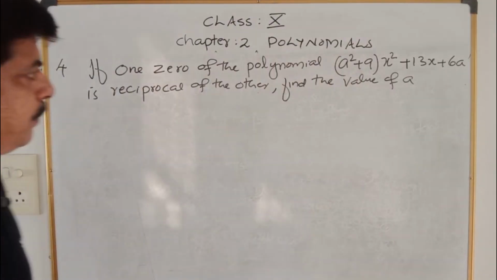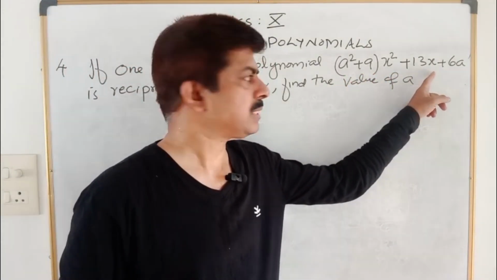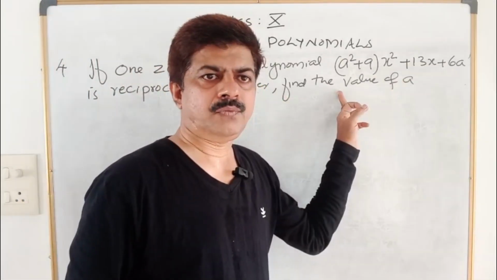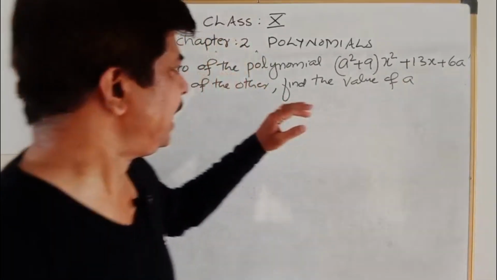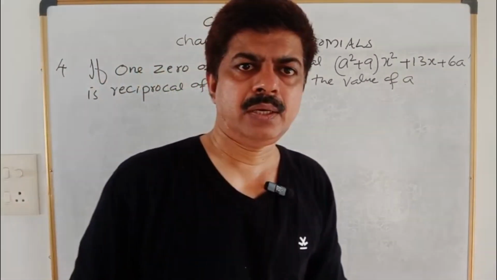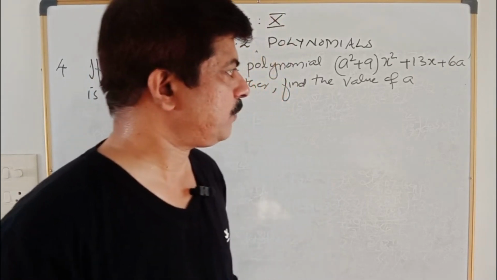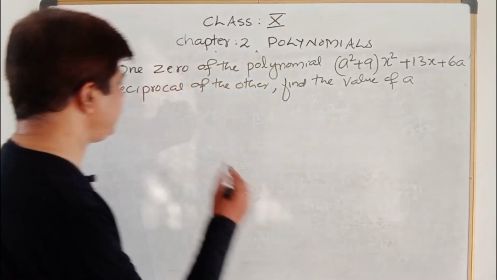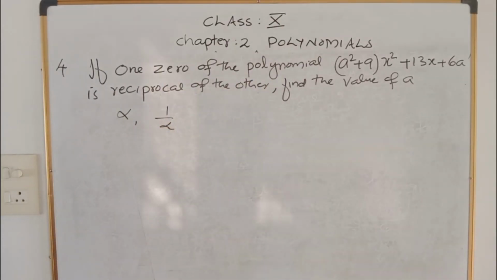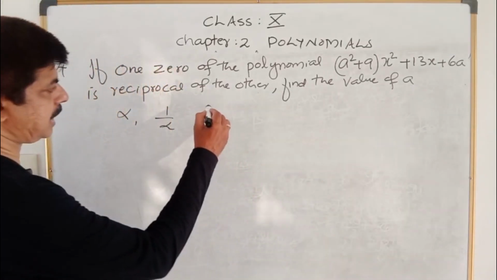Fourth question. If one zero of the polynomial a square plus 9 into x square plus 13x plus 6a is the reciprocal of the other, we need to find the value of a. See, according to the question, one zero is the reciprocal of the other. Normally, we take the zeros alpha and beta. But we are given one is the reciprocal of the other. So we will be taking two zeros, alpha and 1 by alpha.